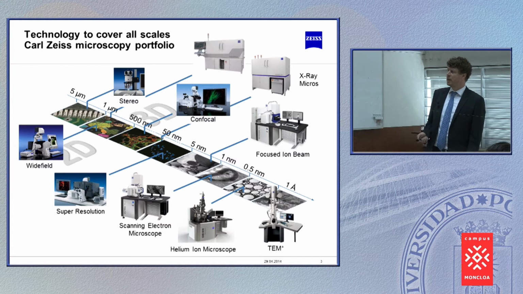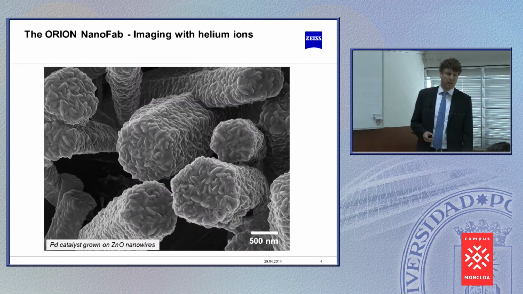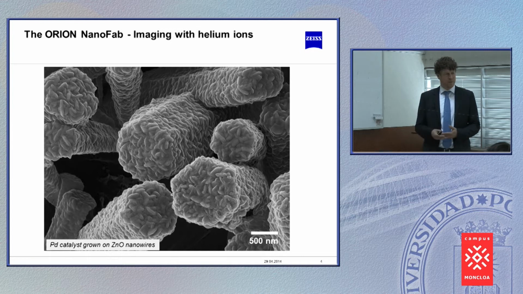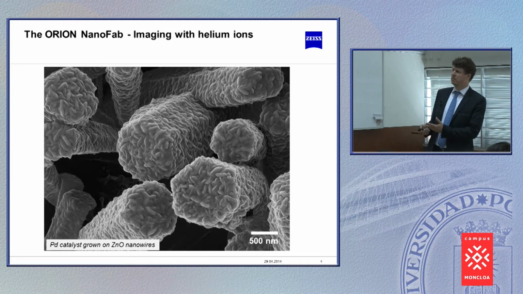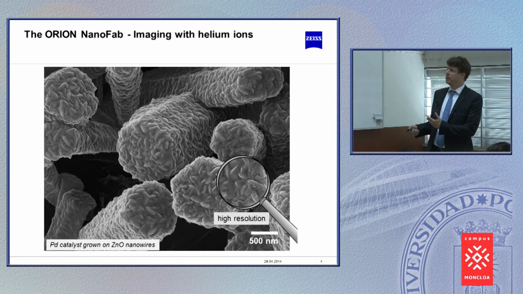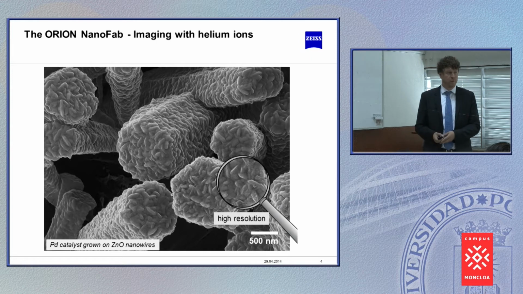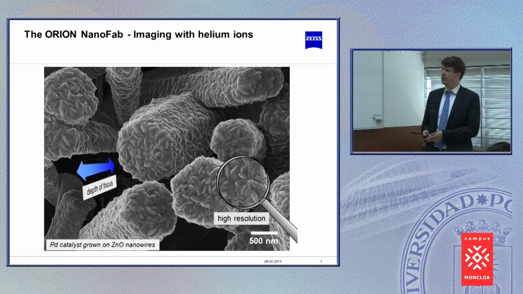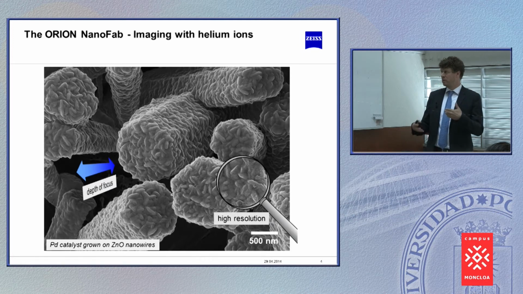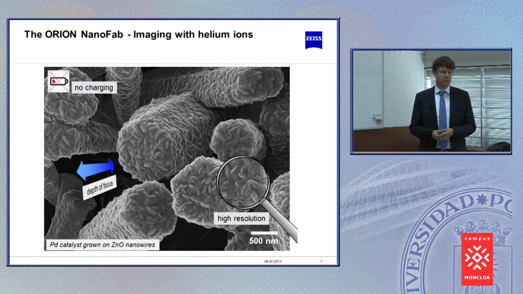But now we'll start with the helium-ion microscope, and I will show you how you obtain this kind of images, for example. This is a catalyst grown on nanowires, and I will show you the technique behind it to get this high-resolution surface imaging, this large depth of focus in the images of the sample, and there's no charging of the sample, so you don't have to coat your samples.